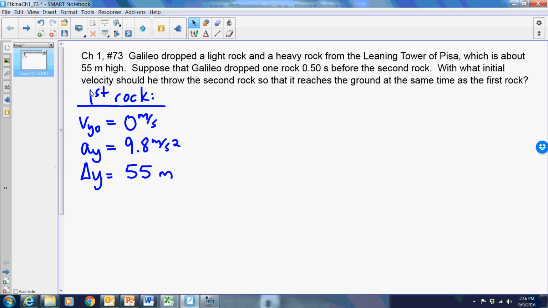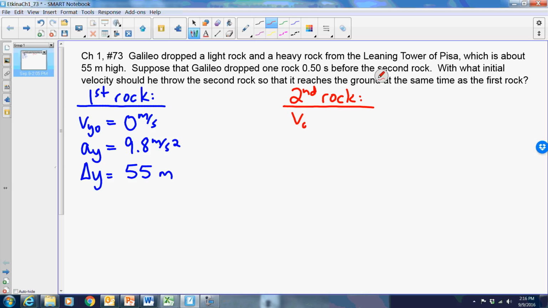Okay. And then second rock, we are going to be solving for its initial velocity. And then it still has these same two givens here. Okay. Well, when you're trying to solve for this here, you're trying to work backwards and figure out how you're going to find the velocity in the y direction. We don't know how fast the rocks are going right before they hit the ground.